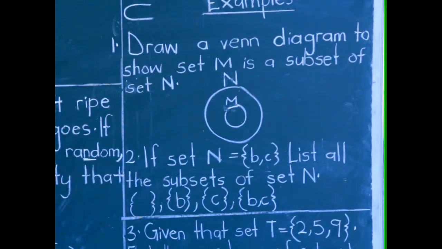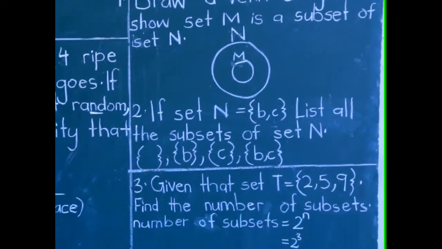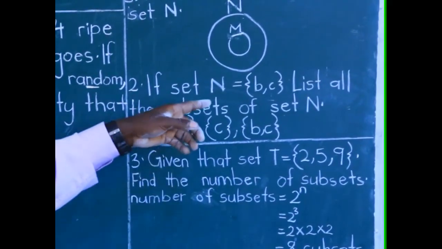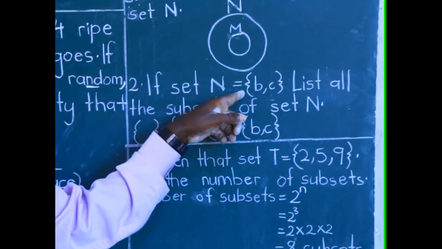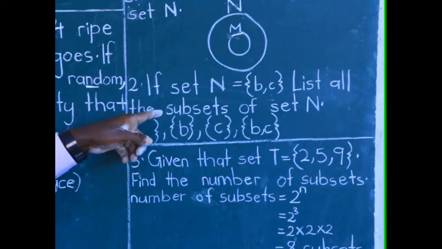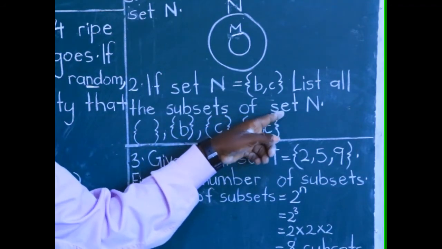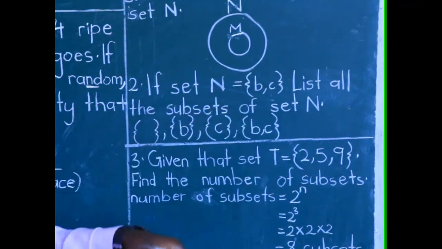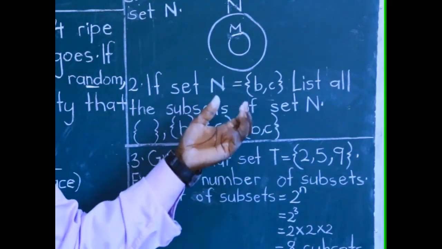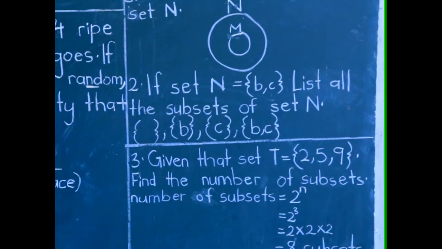Then go to example number 2 about formation of subsets from a given set. It says, if set N equals B, C, list all the subsets of set N. Form all the subsets through listing from set N, which has got members B, C. I said a subset is any small set that can be obtained from a big one. And it should be noted that the first subset of every set is an empty set, meaning you open the curly brackets and close without any member listed. It will be a memberless set. So that empty set is the first subset of every set.